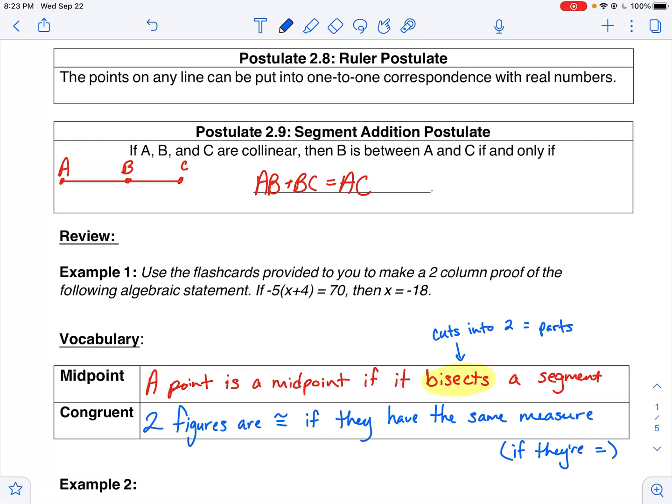Today we're going to talk about 2.7. So this is our segment addition postulate proofs lesson. We want to start with some postulates other than the segment addition postulate that we need to know.